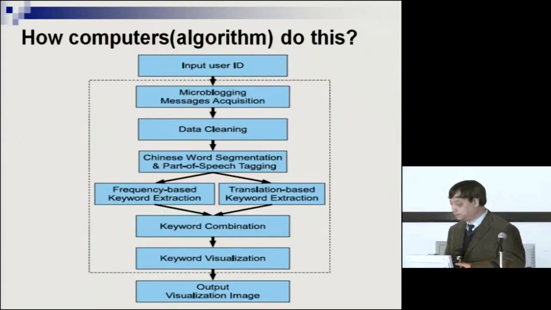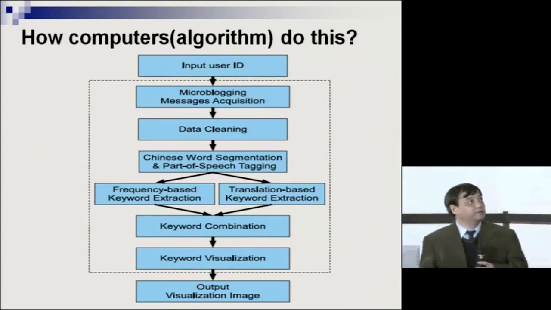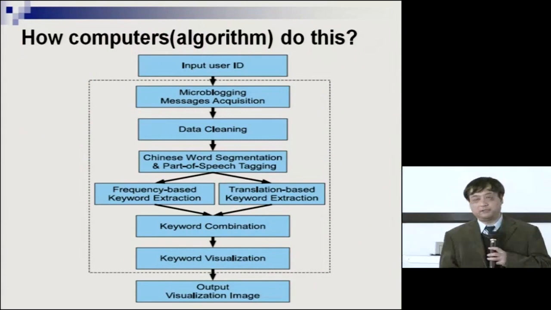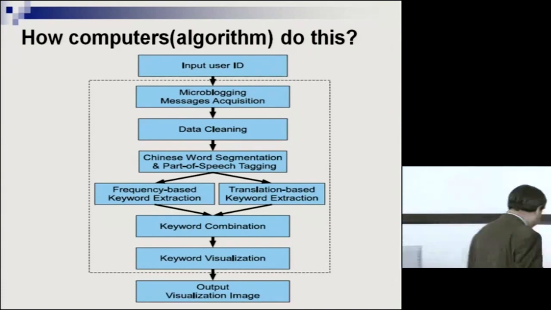How can the computer do this? I'll do this part very quickly. Input the user ID, then map login message authorization, and cleaning, where we need to clean some noise. Then we do Chinese segmentation and part-of-speech tagging. Then we use two approaches. One is frequency-based keyword extraction, where the frequency is based on the text itself. We also use a machine translation-based keyword extraction algorithm. Then we combine the two schemes to do keyword combination, then translate it as a keyword cloud. Then output.